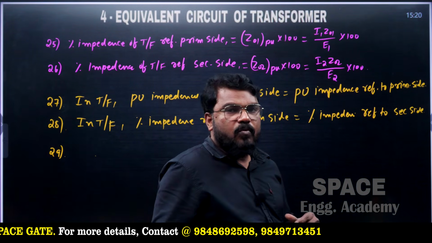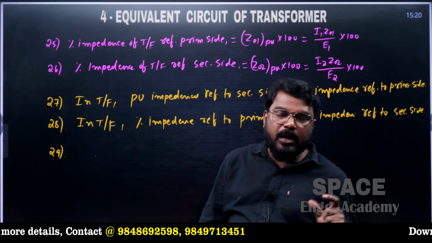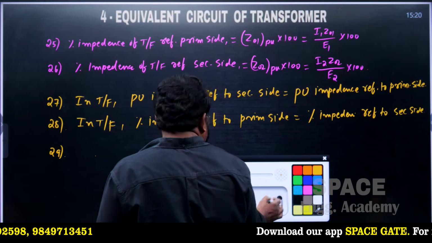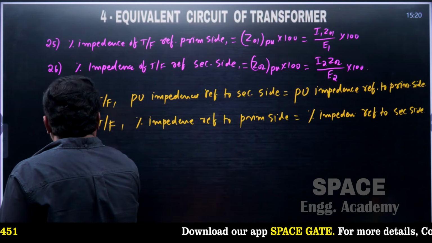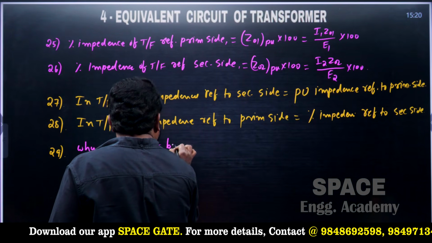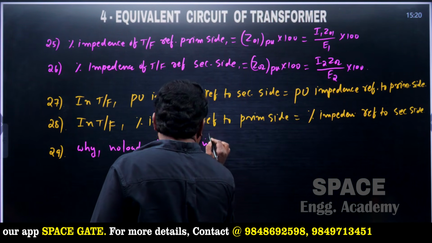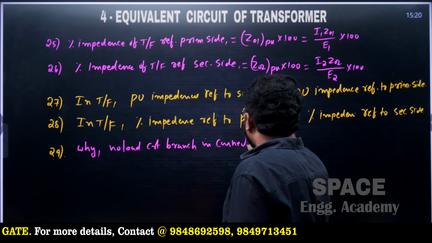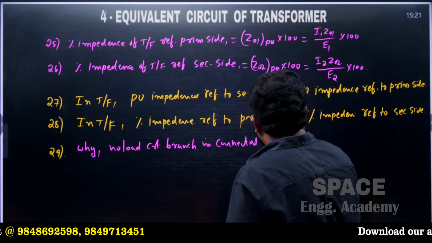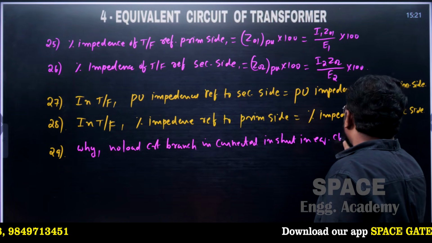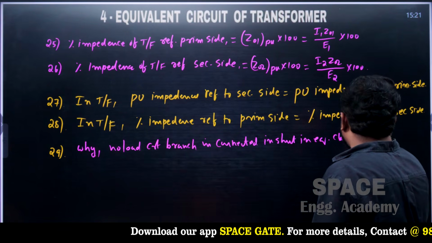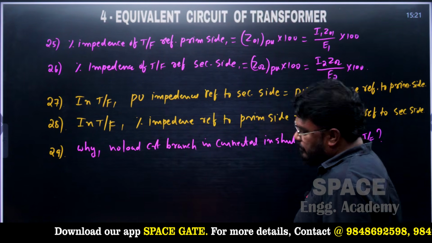And next, one more possibility of the question, 29th. Why is the no load branch parameter connected in shunt in the equivalent circuit? That is how he asks: why is the no load current branch connected in shunt in the equivalent circuit of the transformer? So what is the reason?